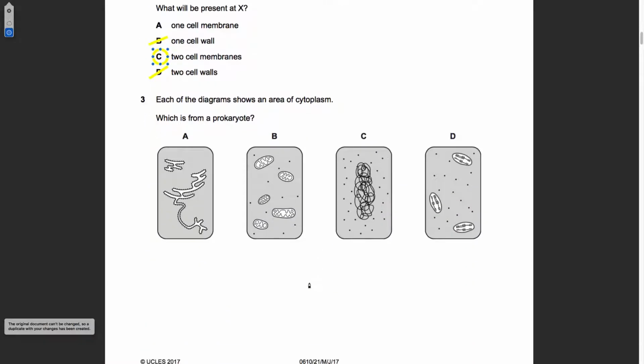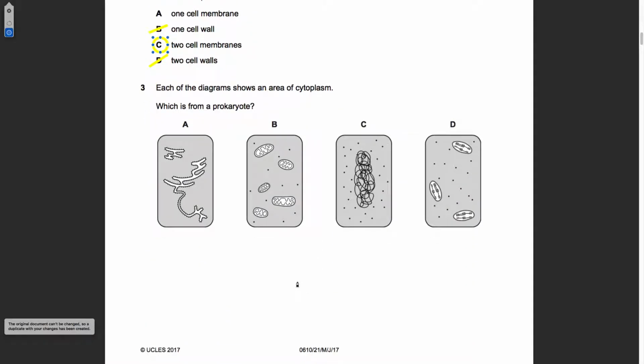Right, number 3, each of the diagrams shows an area of cytoplasm. So we are within a cell. Now, within these cells, there are various what we call organelles or cell structures. This is actually what we call rough endoplasmic reticulum, and the little dots are ribosomes. These are mitochondria, where respiration takes place. Okay, there's 5 of them.